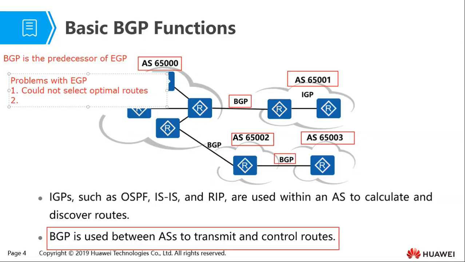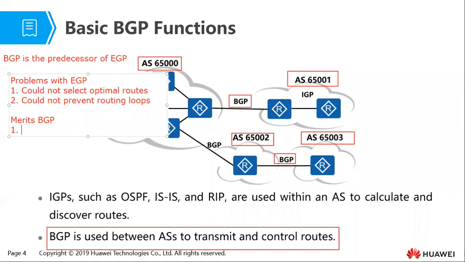Number two, EGP could not prevent what we call routing loops. We are going to see several strategies that BGP uses. Of course, these advantages form the merits of BGP. Other than those two, that BGP can select optimal routes and prevent loops, BGP can also discover and establish neighbor relationships.